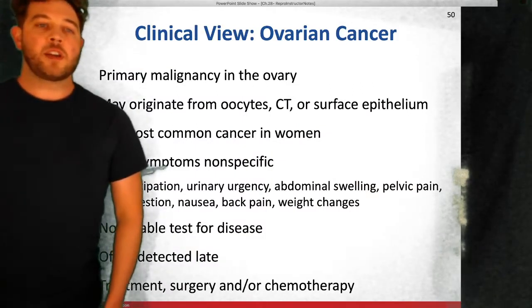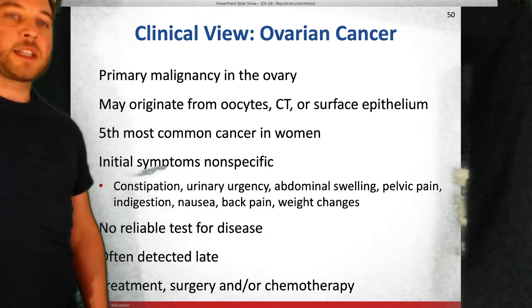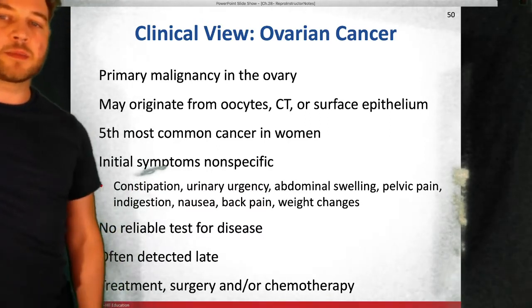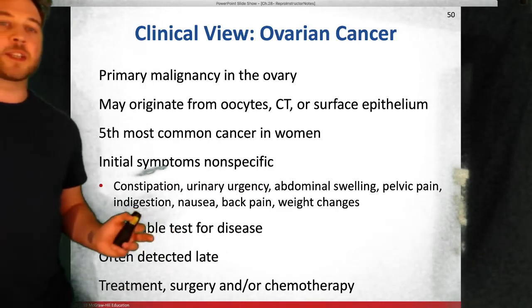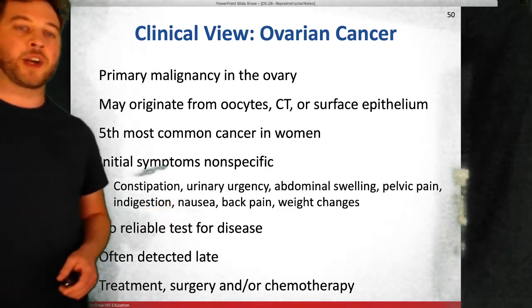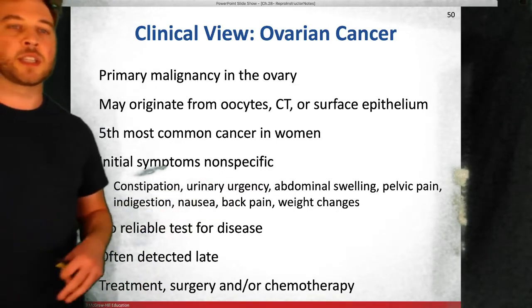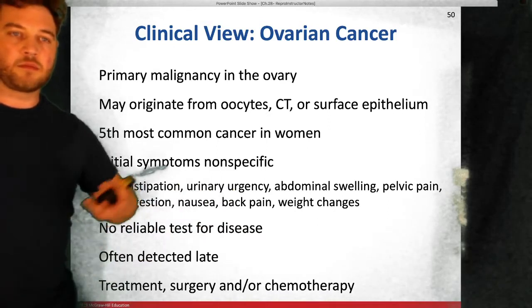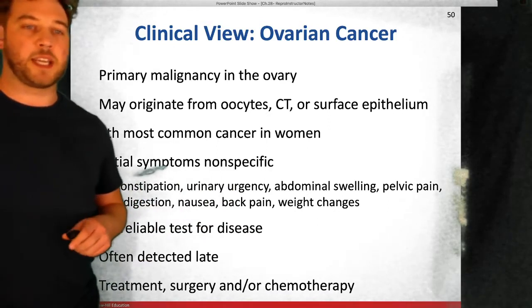All right, ovarian cancer, a primary malignancy in the ovary, may originate from oocytes, connective tissue, or surface epithelium. It is the fifth most common cancer in women. Non-specific symptoms: constipation, urinary urgency, abdominal swelling, pelvic pain, indigestion, nausea, back pain, weight changes. So really nothing, again, very random symptoms. No reliable tests. It's often detected late, unfortunately.